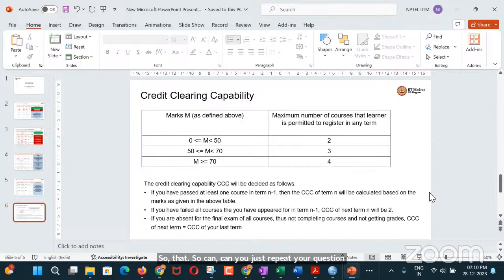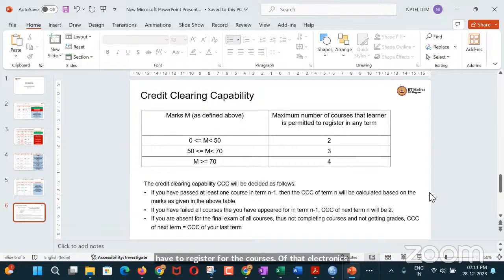Yes, sir. What I was asking is if somebody has a CCC of 3, then if he takes 3 subjects, will electronics lab be another subject, or will it be included in one of those 3 subjects? So it will be electronics lab and 2 other subjects. It will be like that, because in that case it has a course registration, right? You will have to register for that electronics lab course.